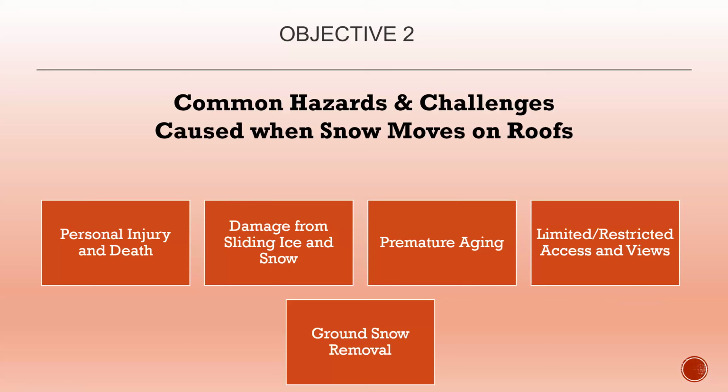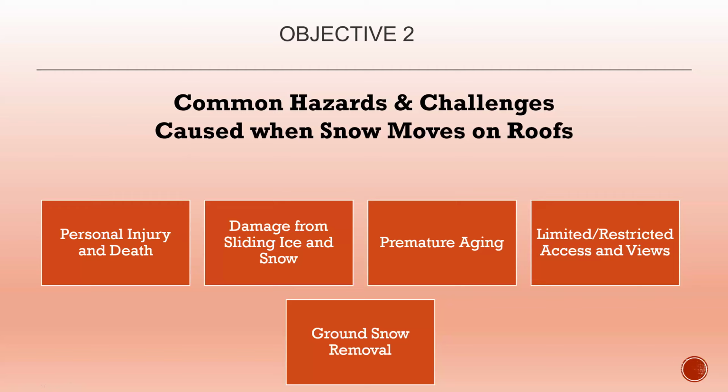But if you've ever had to replace your roofing material on your roof, you understand it most definitely could give you a couple extra gray hairs. So we're technically talking about the roofing material, but I think all of those things give us a little extra aging as well. So we'll include that, I suppose. And then limited and restricted access and views and ground snow removal.